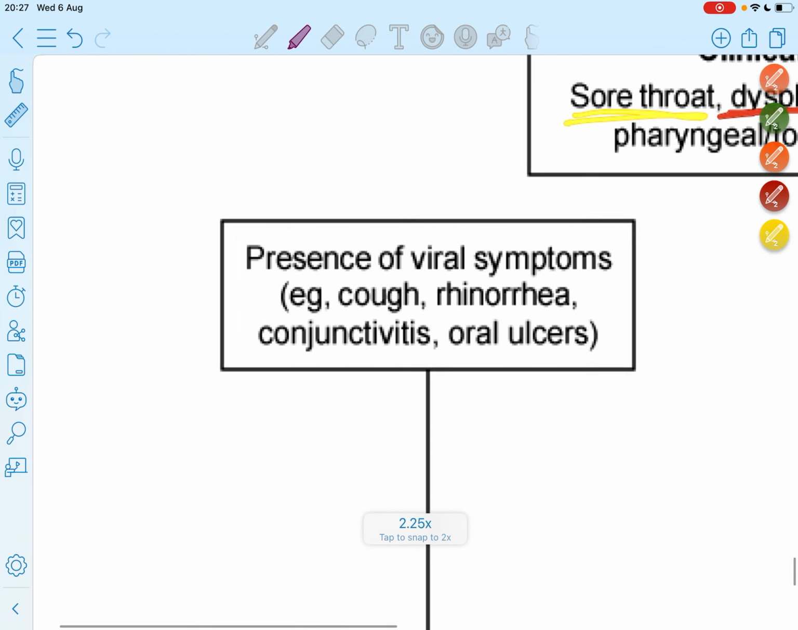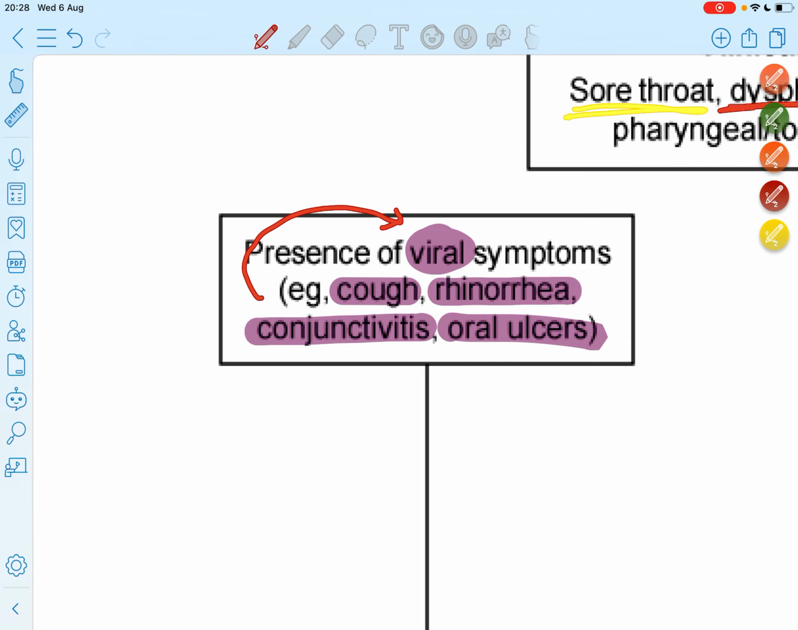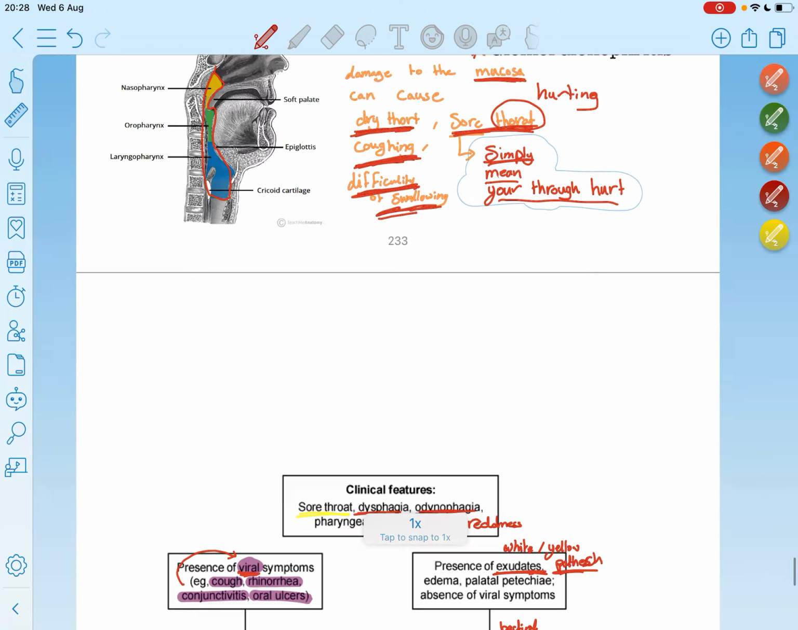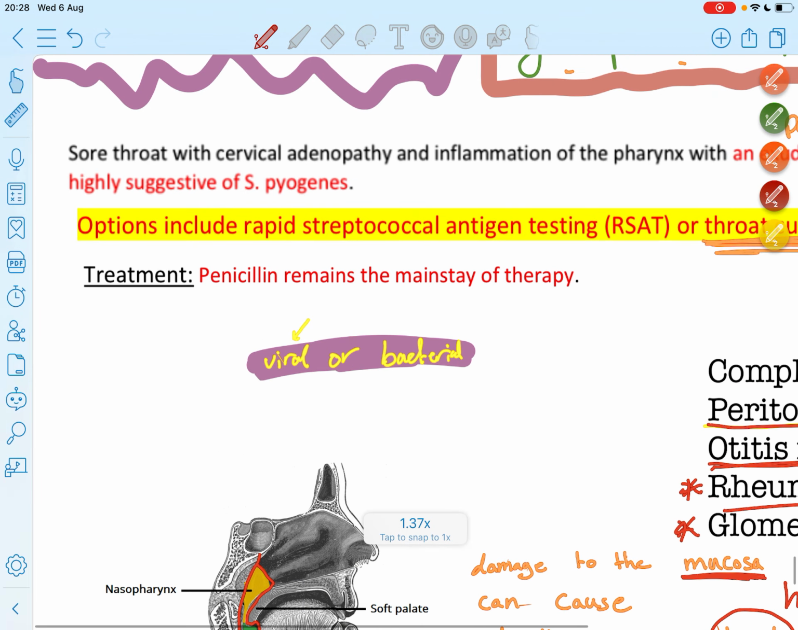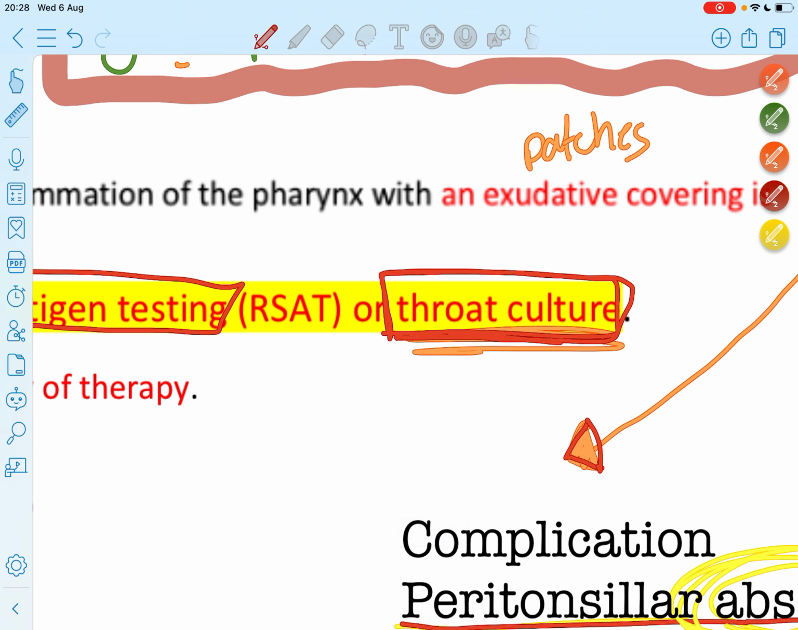Sometimes we could know it's a virus by cough, rhinorrhea, conjunctivitis, and oral ulcers. If these are present, we should know it's a virus. So we obtain a rapid streptococcal antigen test, as I said. Then if it's negative, we do a throat culture, or from the beginning we do a throat culture, because throat culture is the gold standard.